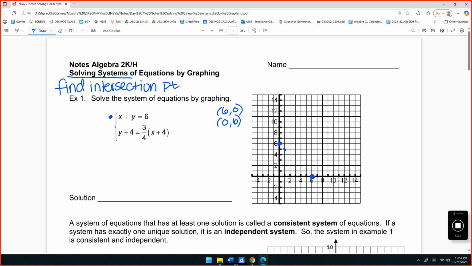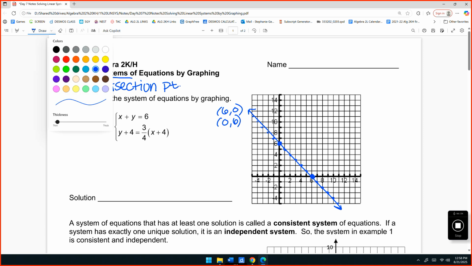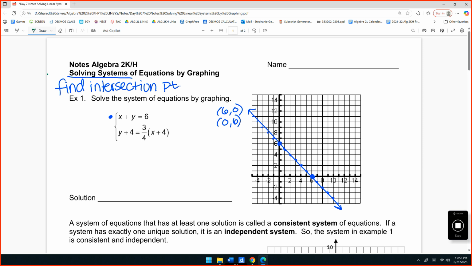So this is our first line. It's just got a nice little down 1, right 1 slope. Make that as straight as I possibly can. Okay. Then I'm going to do the same thing with the second line. And the second line, I'm going to do that one in green.